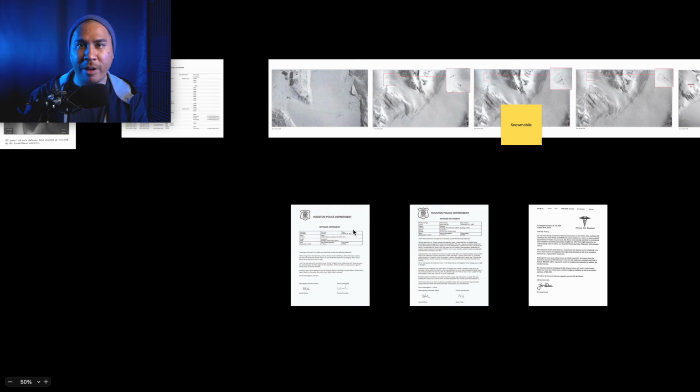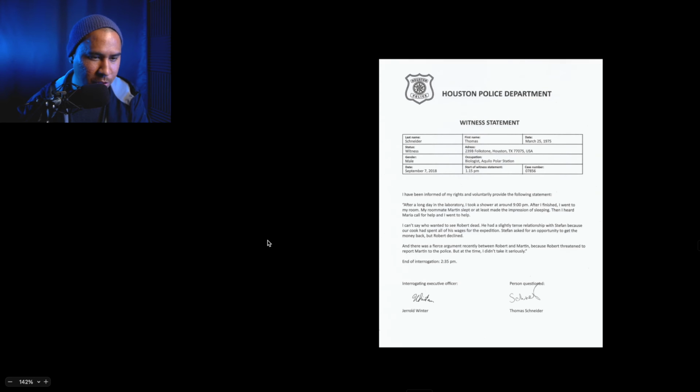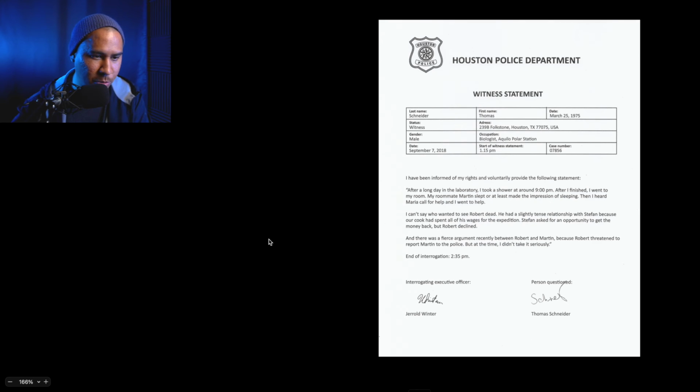All right, so we have 3 more documents. The first 2 are witness statements. The first one is Thomas Schneider. Wait, this is a long time ago. March 25th, 1975. Oh no, I'm guessing this is supposed to be his birthday because the day is September 7th. All right, let's read this.